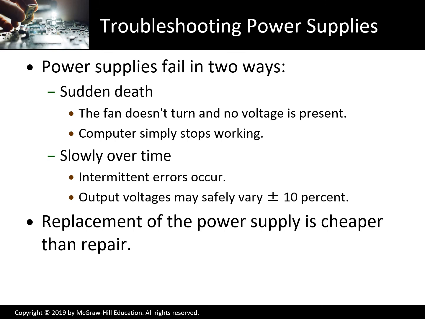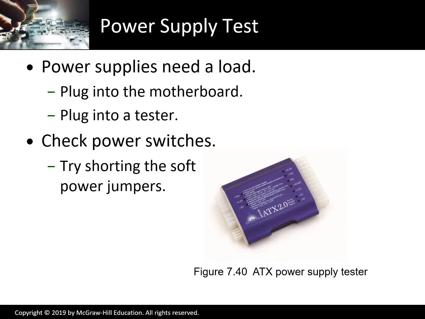Now, troubleshooting power supplies. The fan doesn't turn and there's no voltage, get rid of it. If it starts working intermittently, get rid of it. If the power supply is not functioning, get rid of it. It's cheaper to get a new one than a new motherboard and processor and video card.